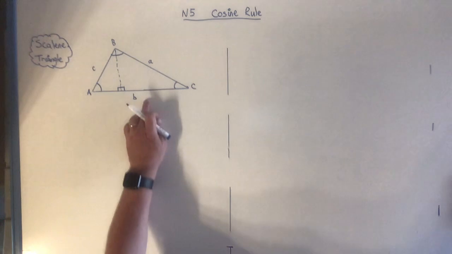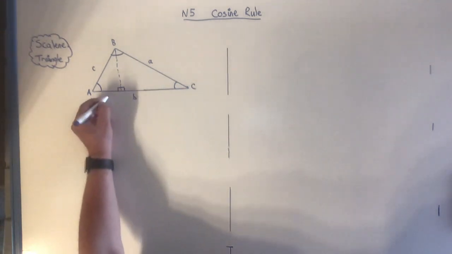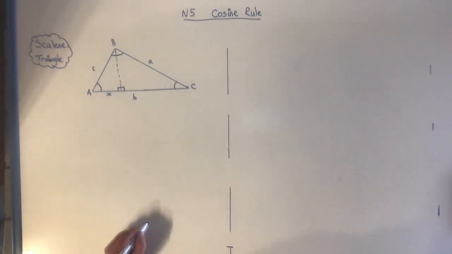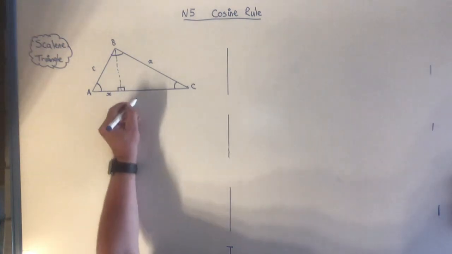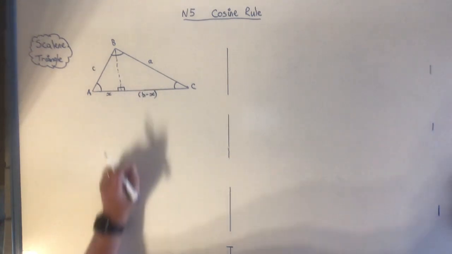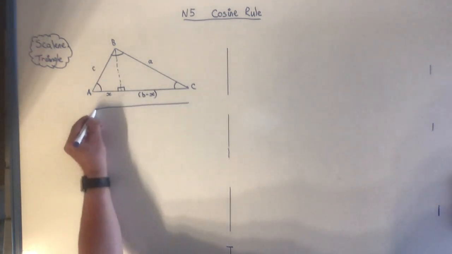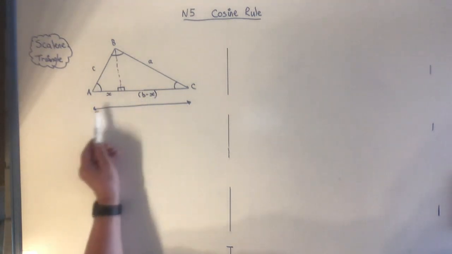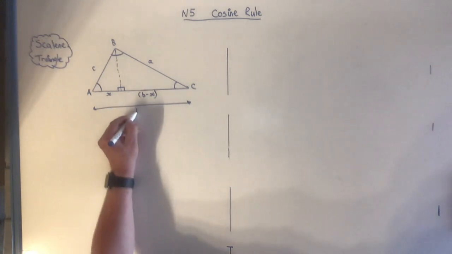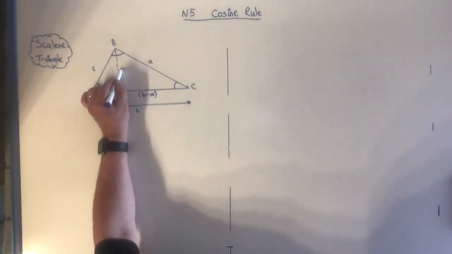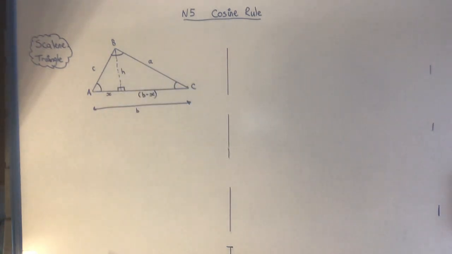So this whole length is b. I'm going to call this bit x. So this side here must be b minus x. Hopefully you understand that. This whole length is b. Okay, so if I call that x, then this bit must be b minus x.